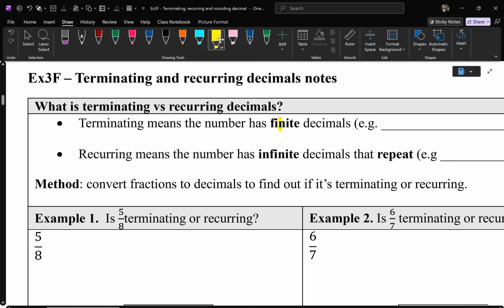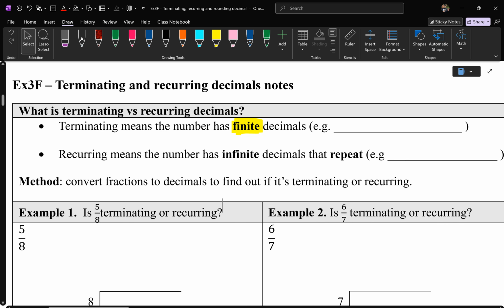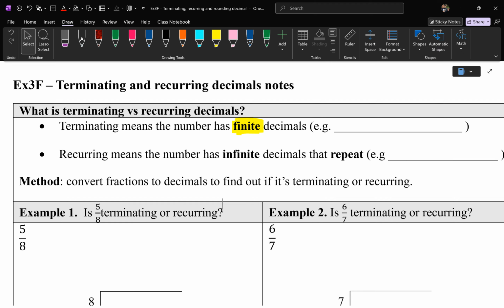What does finite mean? Let's go with Osman. What does finite mean? It means that... Not sure. Okay, that's all right. I'm just asking around to get a sense of what we know. So terminating decimals means it has finite decimals, but we need to know what the word finite means.